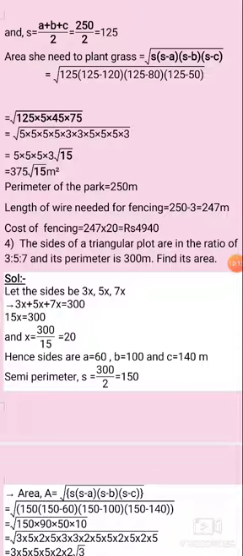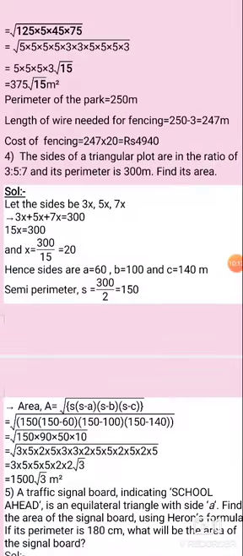Now we need to find the area. So area is equal to root of s into s minus a into s minus b into s minus c. So square root of s is what? 150 into 150 minus 60, 150 minus 100, 150 minus 140. So 150 into 90 into 50 into 10. Now prime factorization at last. What is that? Area is equal to 1500 root 3 meters square.